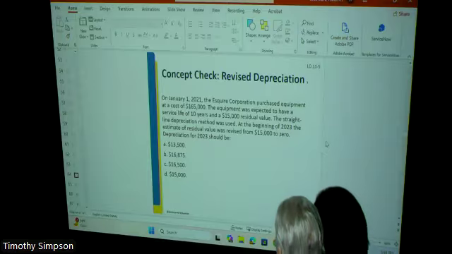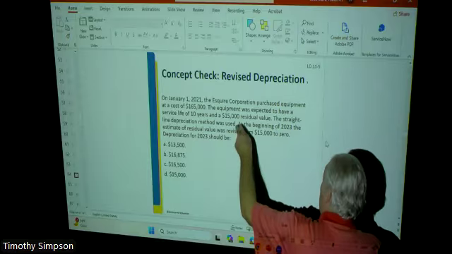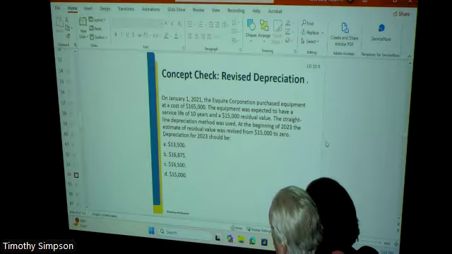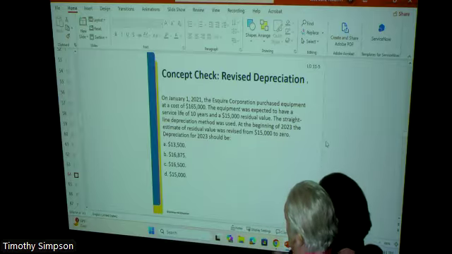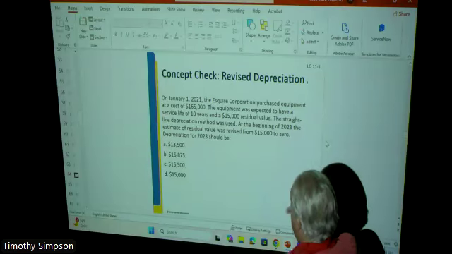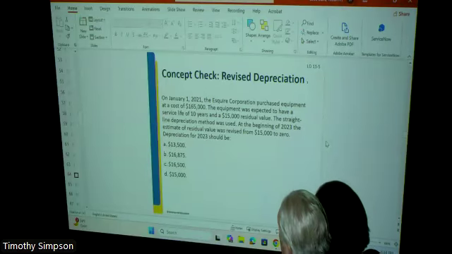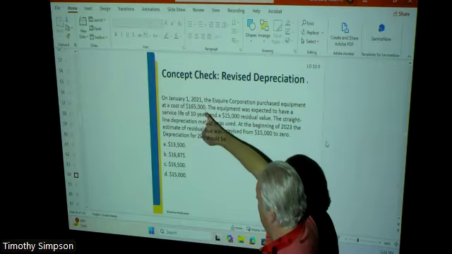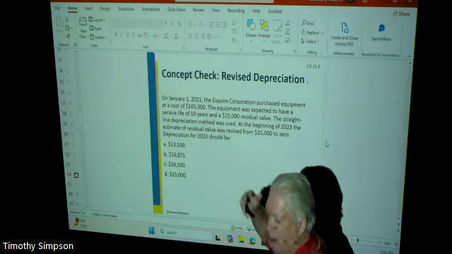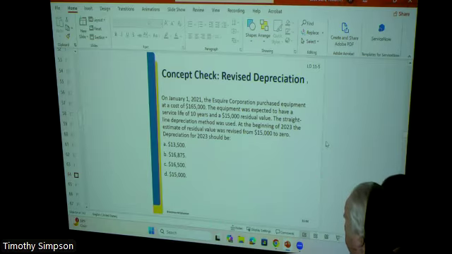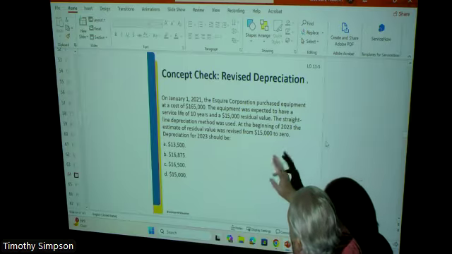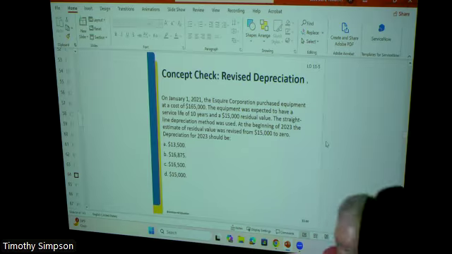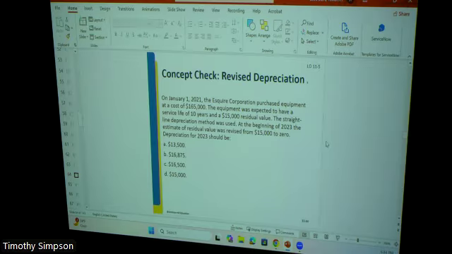So 165 minus 15 is 150. So you're taking 150,000 divided by 10. That's 15,000 per year. Okay, and so that brings the book value down to 135. 165 minus 30,000 is 135. And now we're simply going to take the same for another 8 years. And so what is 135 divided by 8 here?